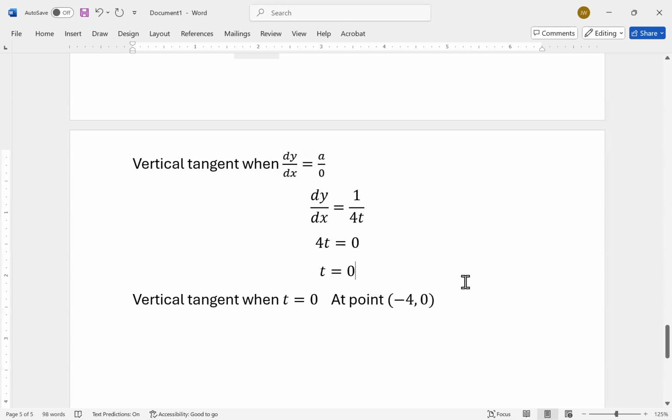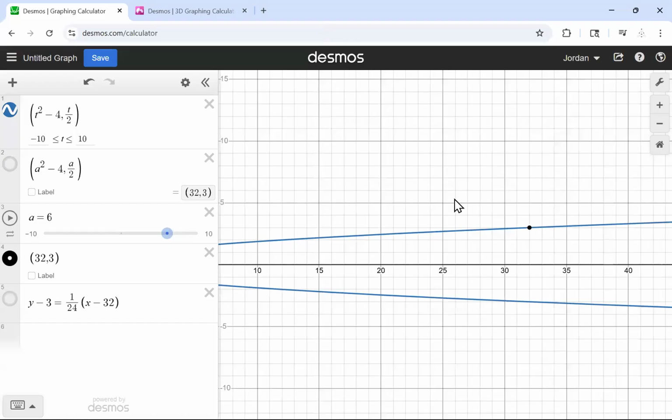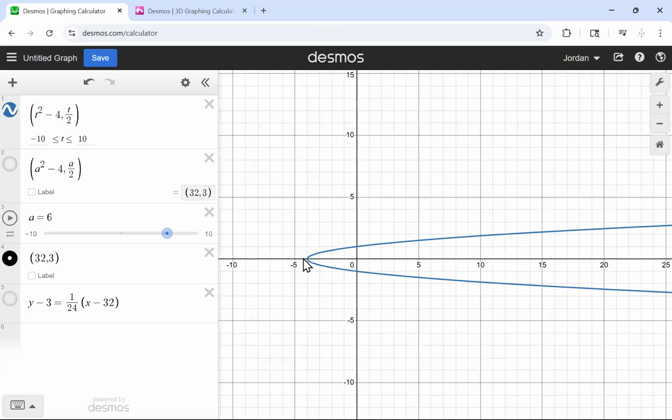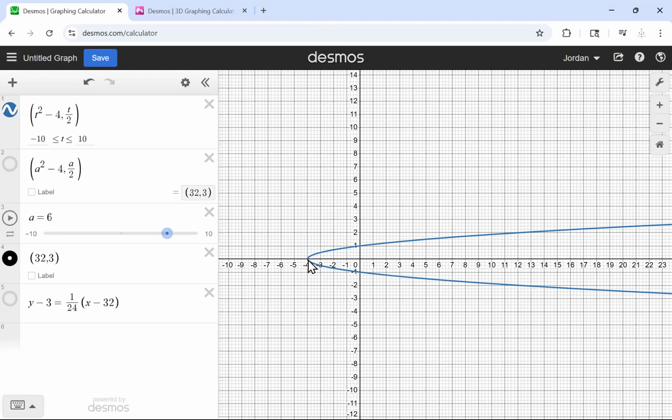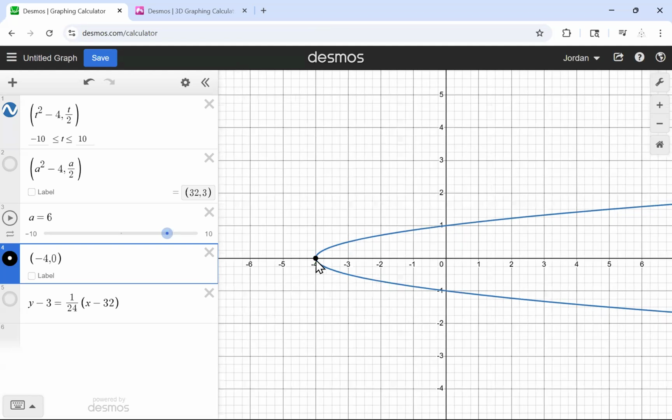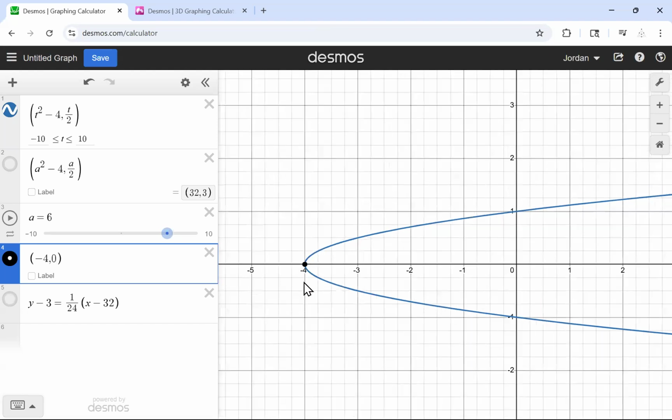Hopefully that makes sense. Just for the sake of going through it, notice again at the point (-4, 0), it does look like, since we're turning there, I should get a vertical tangent.